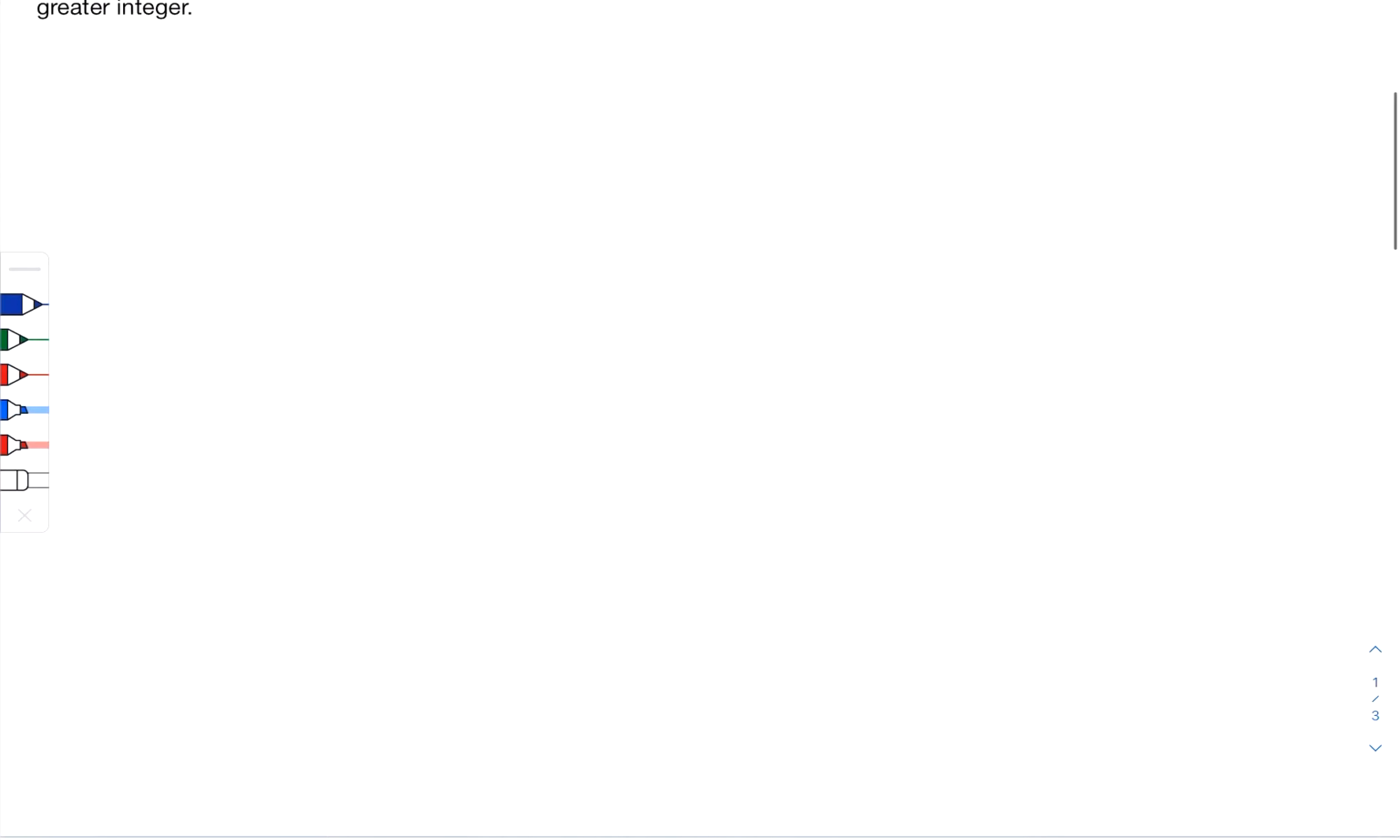In this problem, the question requires you to find two consecutive odd integers such that when the lesser is added to twice the greater, the result is 24 more than the greater integer. Okay, so first of all, this is a mouthful, right? A lot of different terms, and we got to really understand what's happening out here.